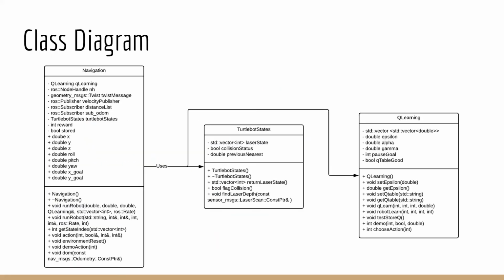So this is our class diagram. It basically consists of three classes: navigation, TurtleBot states, and Q learning. Navigation is responsible for all the actions that the TurtleBot takes. The TurtleBot states class is responsible for sensing the environment, and Q learning is responsible for all the reinforcement learning mechanisms.